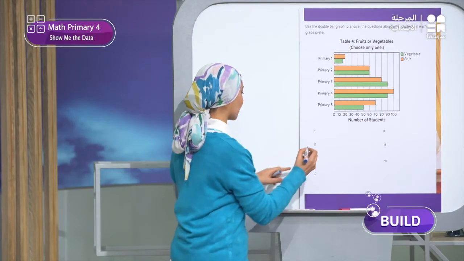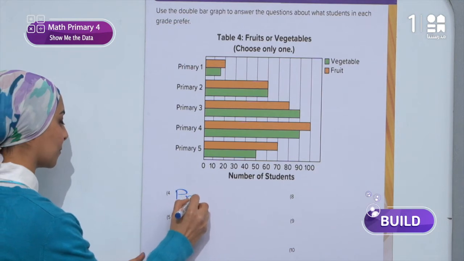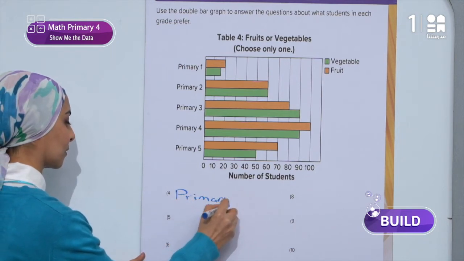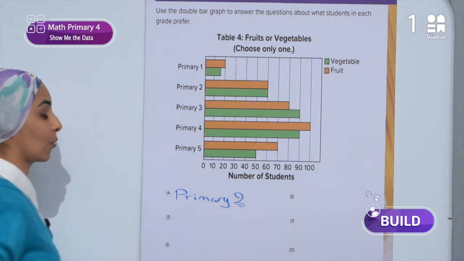تعالوا كده نكتبها مع بعض. Here is primary 2. Okay.